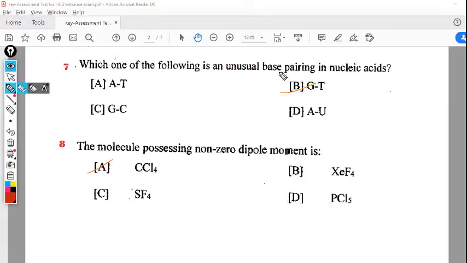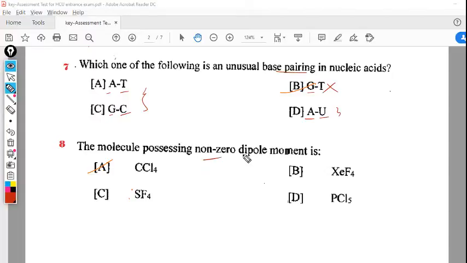Base pairing. The pairing will be with a purine and pyrimidine combination. One purine is going to attach with a pyrimidine. So adenine will attach with thymine, and guanine will attach with cytosine in DNA. Adenine will attach with uracil in RNA, but guanine and thymine is not a combination.